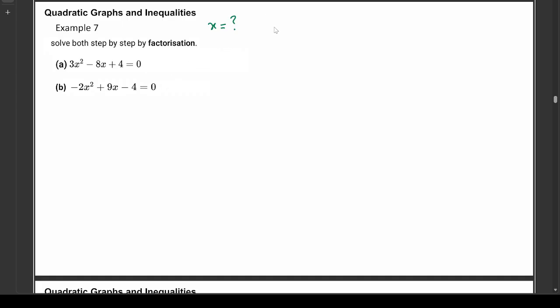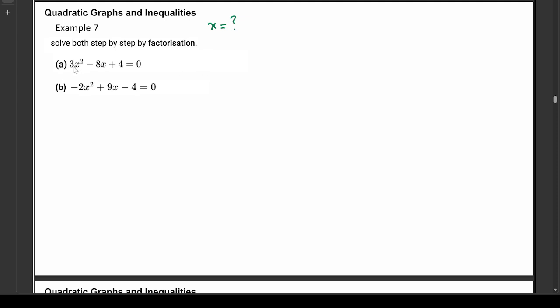actually there are 3 ways. You can use completing the square, you can use factorization, or the third method, you can use the formula. Okay, so we are using factorization for this because they ask us to use factorization. Okay, let's look at the first question.